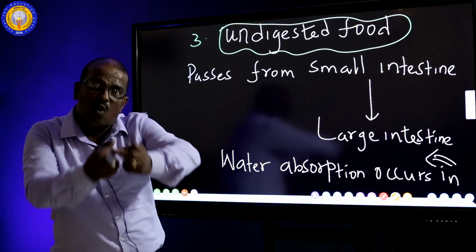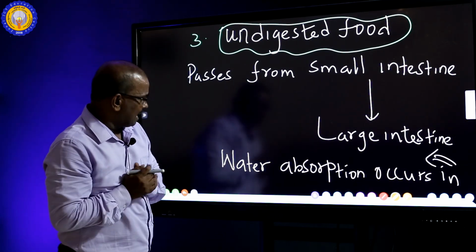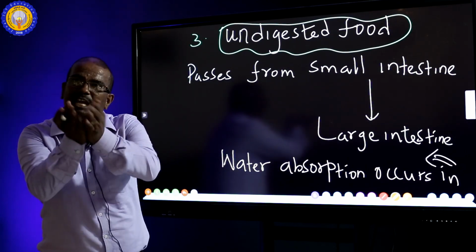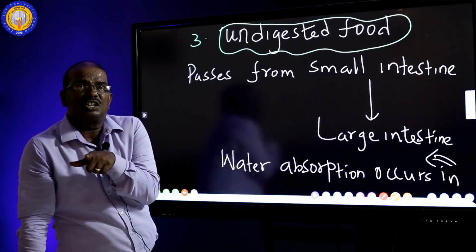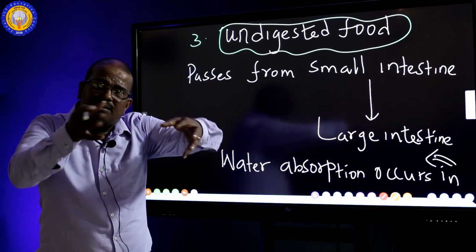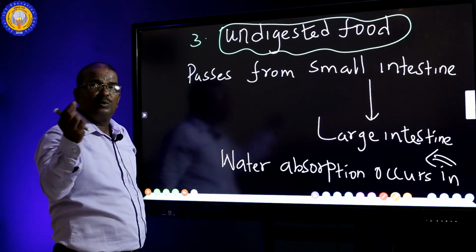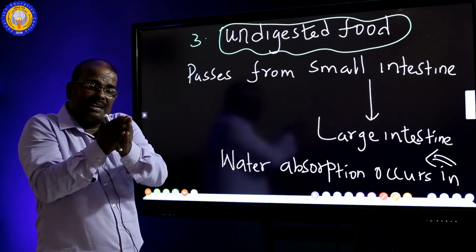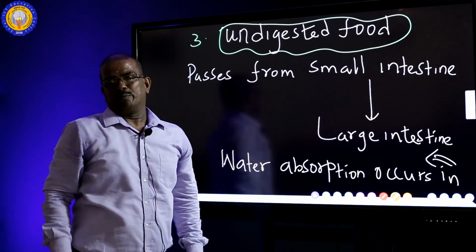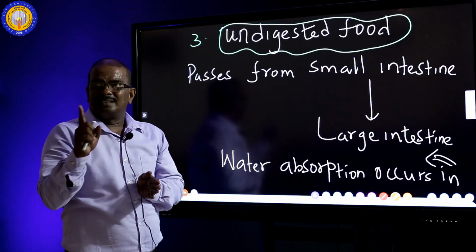In the large intestine, water is absorbed from the undigested food. Water absorption occurs in the large intestine. Now, undigested food becomes semi-solid form. That undigested food reaches the rectum. The rectum is temporary storage. There's a sphincter in the anus. By the contraction and relaxation of the sphincter, the undigested food goes to the external environment. That is defecation, மலம், by the anus. Anus sends out the undigested food.